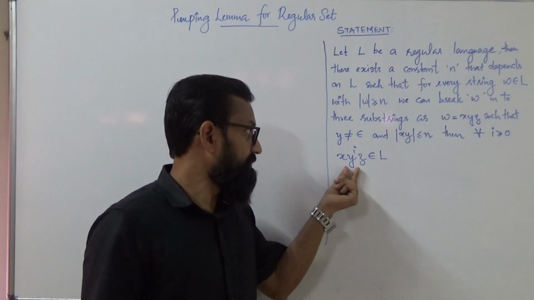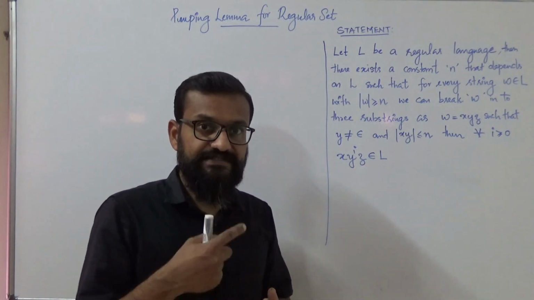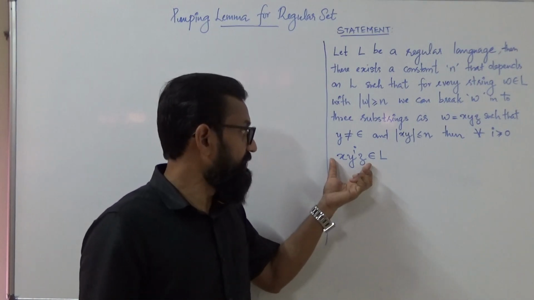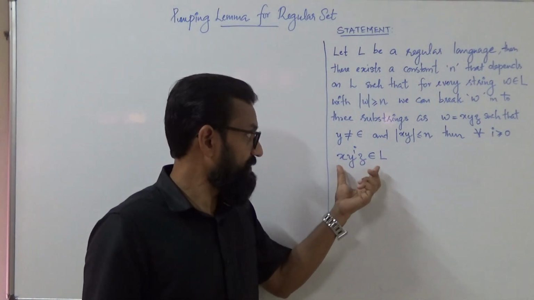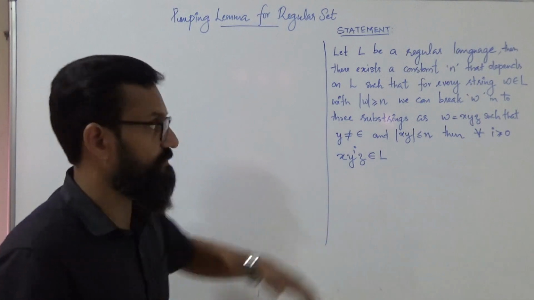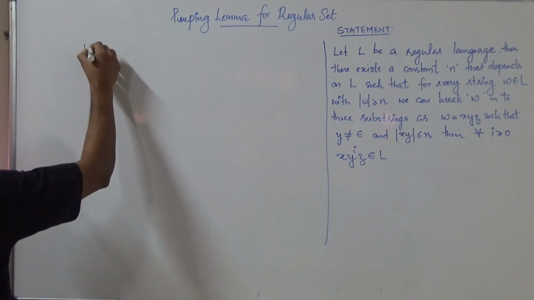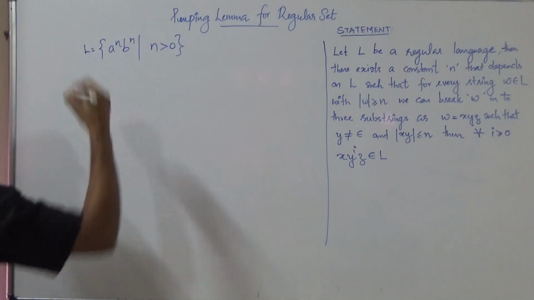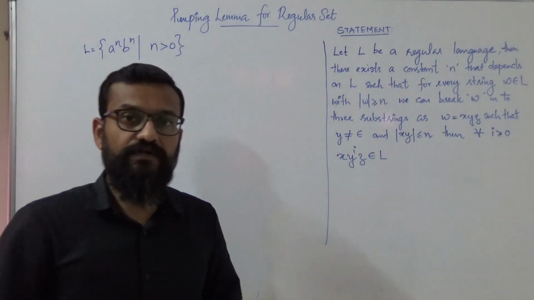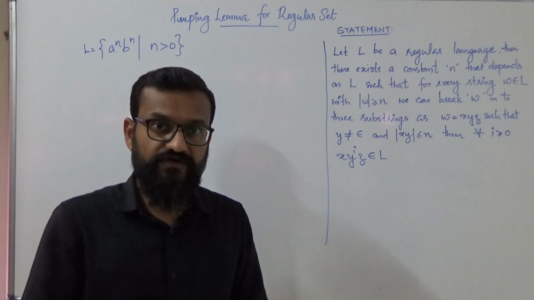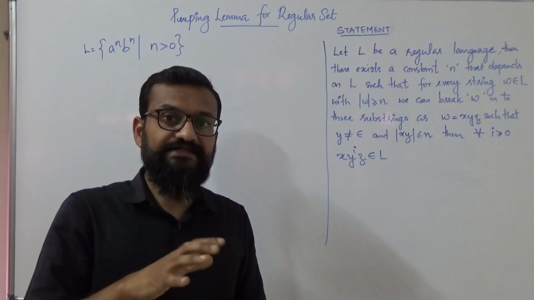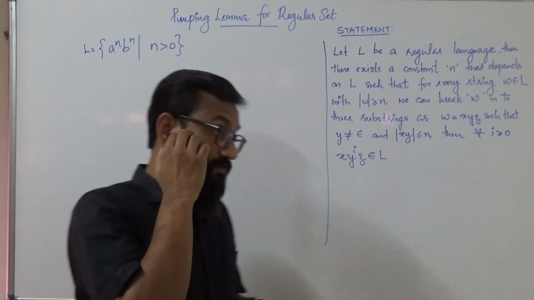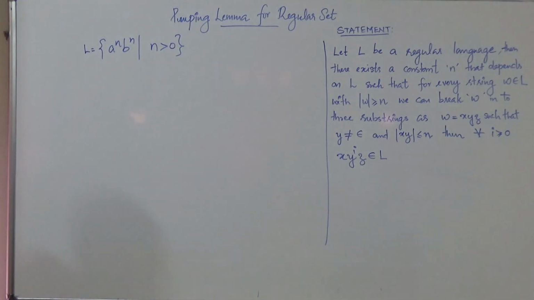So here the middle substring y will be pumped. Even if you pump the middle substring y 0 or more times, still the string x y raised to i z must belong to L. That is the statement. Now given the language L equal to a raised to n, b raised to n, such that n greater than 0. This language is not regular, because if you try to design a finite automaton for this language, it's not possible. But that is not a formal way to show that the language is not regular. You can use pumping lemma to show that a raised to n, b raised to n is not regular.